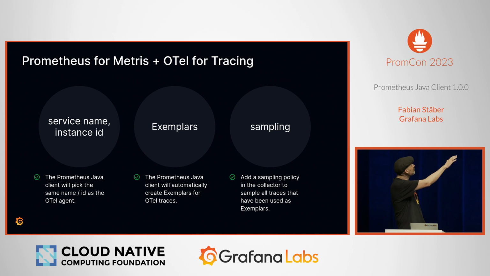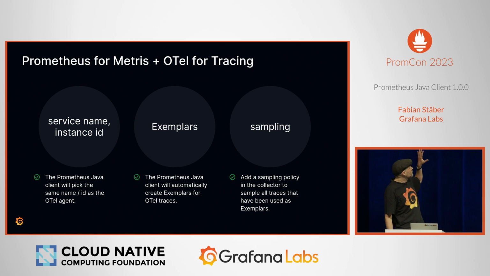You don't really need to know these things, they just happen automatically, but it's good to know what's happening under the hood. The first has to do with these attributes named service name and service instance ID. This is something specific to OpenTelemetry. In OpenTelemetry, an instance of a service is identified by these two attributes, service name and service instance ID. That's similar to what you have in Prometheus with the job and instance labels, right?